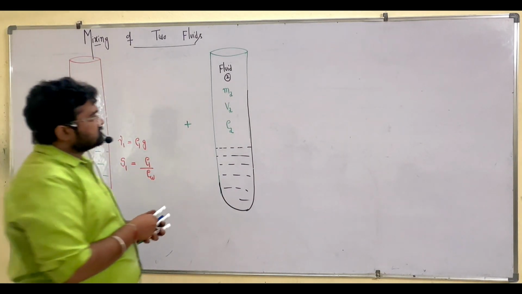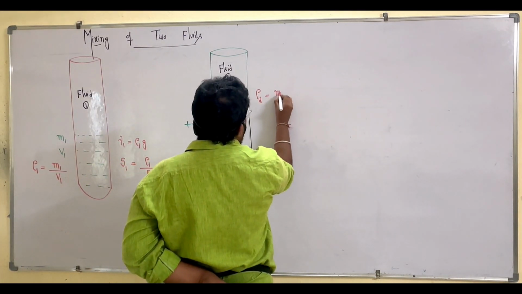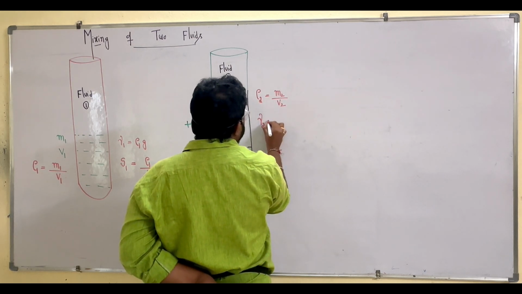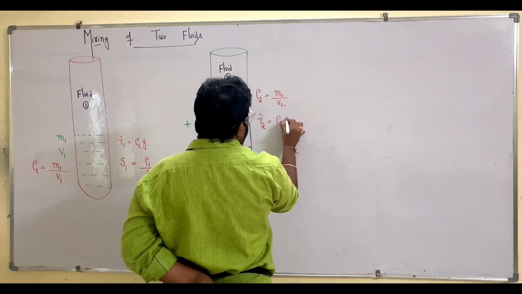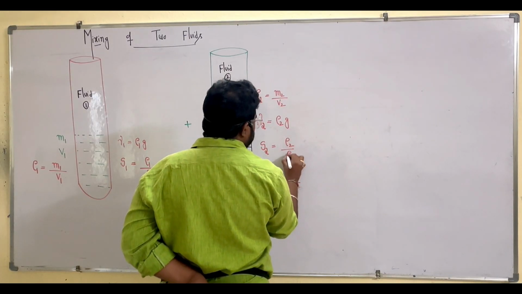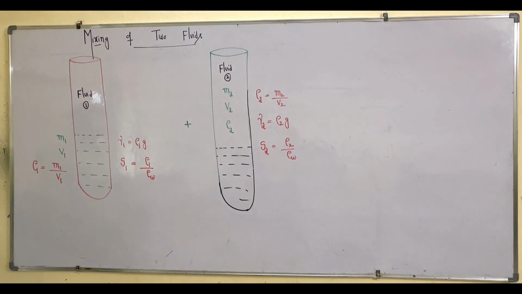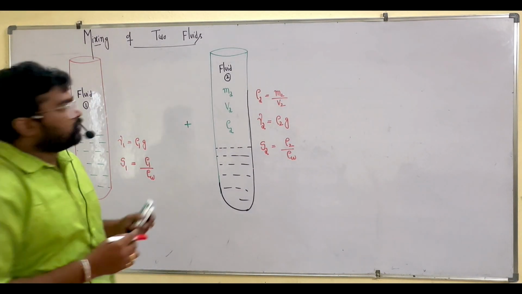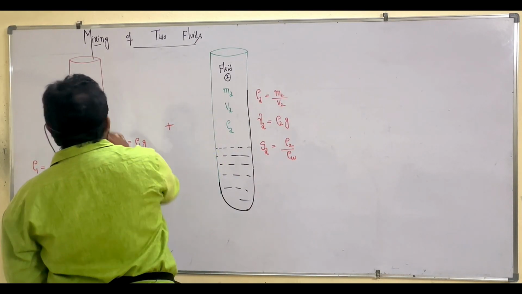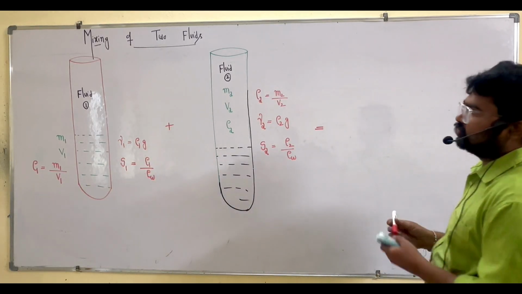So what is the density? It can be written as m2 by v2. Gamma 2, weight density, can be written as rho2 into g. Specific gravity is rho2 by density of water. This is the information related to fluid 2. When you mix it, when you pour this into this, that is the mixing of the two fluids.